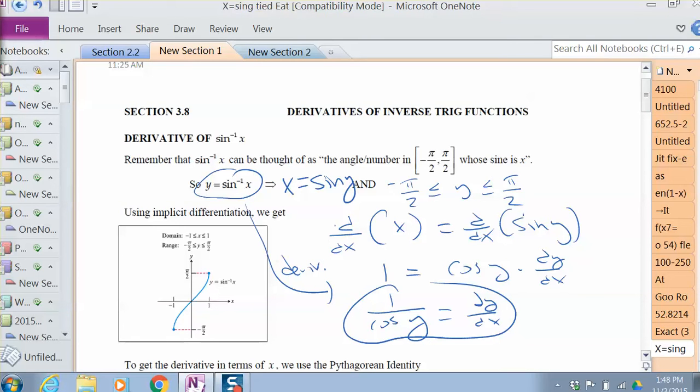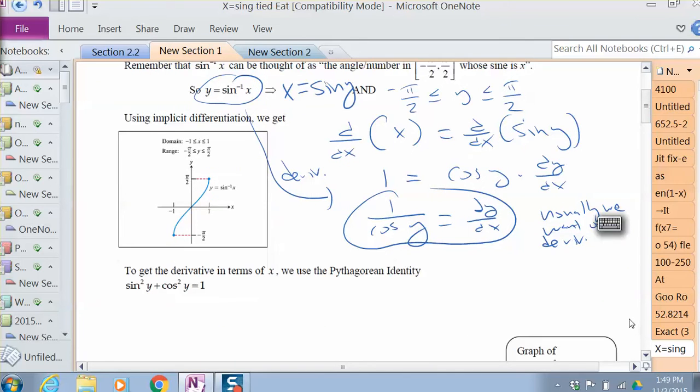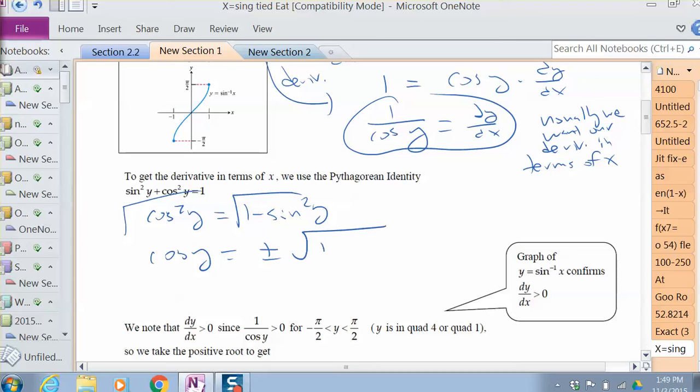But it's still a little weird because we want our derivative in terms of x. So if we take a look at the Pythagorean identity, and if I isolate cosine y, I should get this. Square root both sides. So cosine y is plus or minus root 1 minus sine squared y.